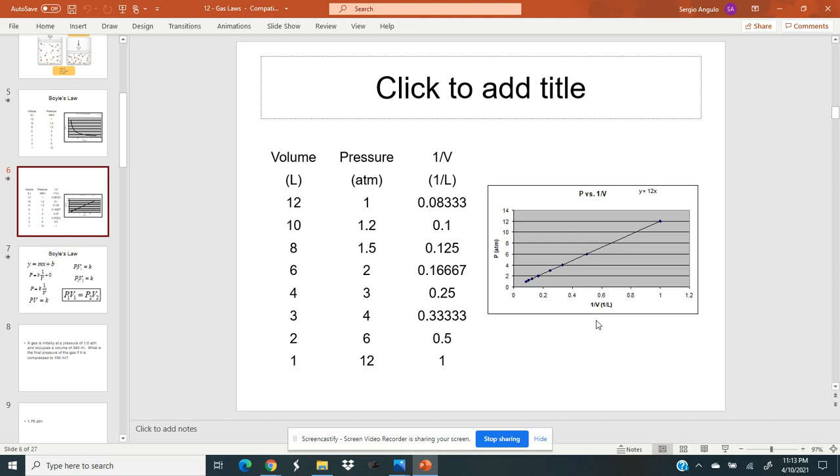And scientists love straight lines. You know why? y equals mx plus b. Yeah, you thought you'd never use that outside of a math class ever again, right? It's used in finance, it's used in science. We use it all the time. If you get a straight line, it's gold, because you could make an equation out of it. On your y-axis is pressure. On your x-axis is the inverse of volume, 1 over V. So we can plug it into our y equals mx plus b.